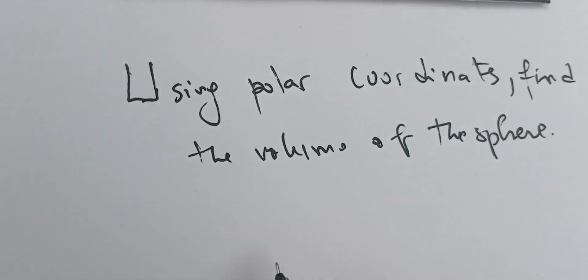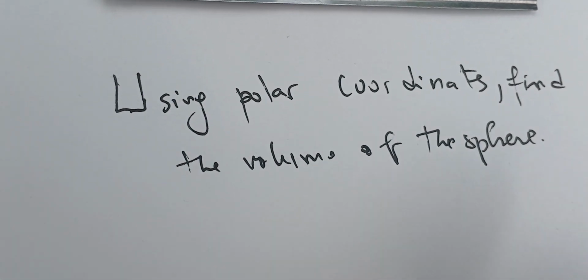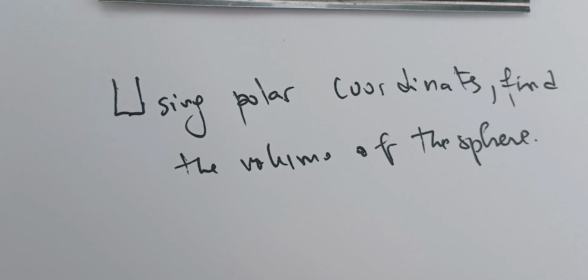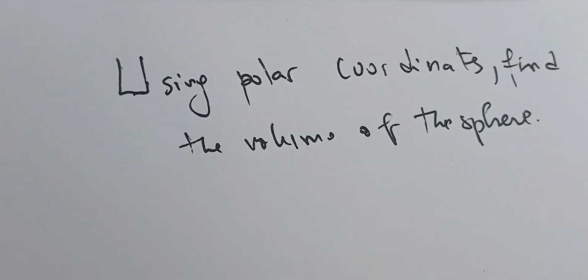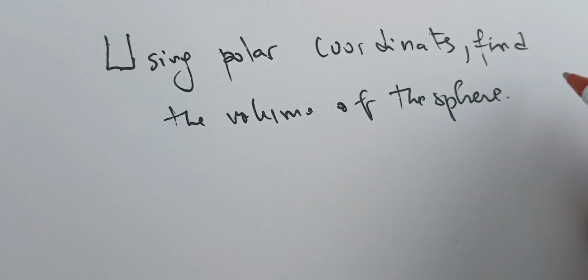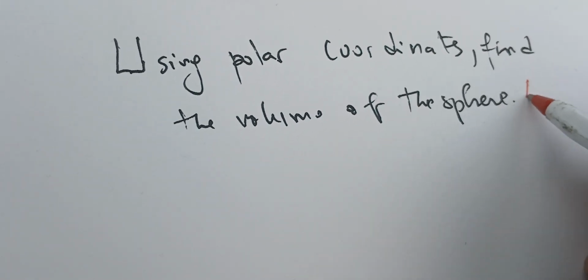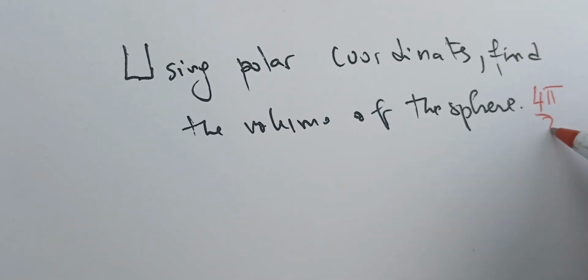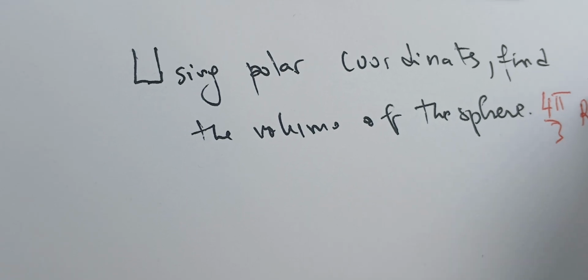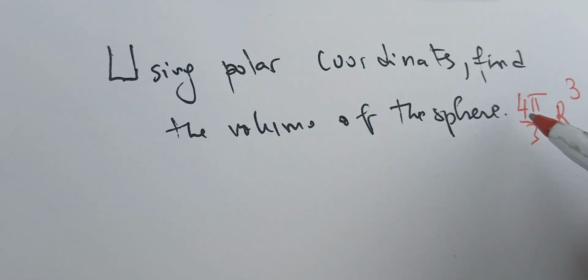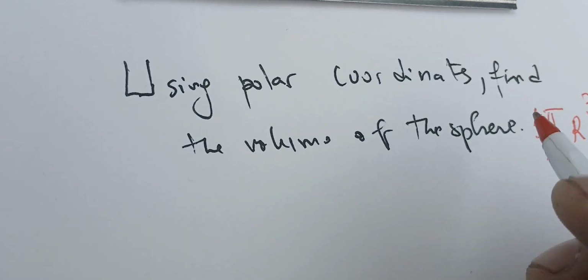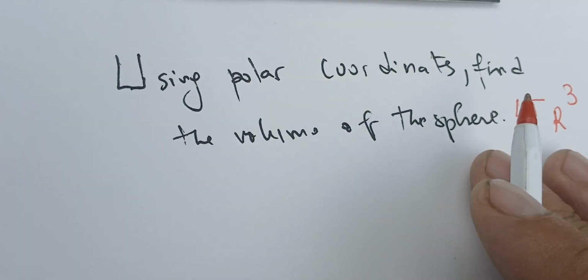Now we're going to use polar coordinates to find the volume of the sphere. Okay, we know from high school that the volume of a sphere is given by 4 pi over 3 r cubed, with r being the radius. So our aim now is to use polar coordinates to find this volume.